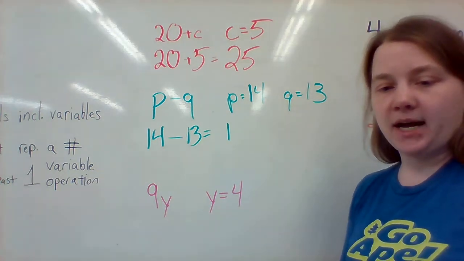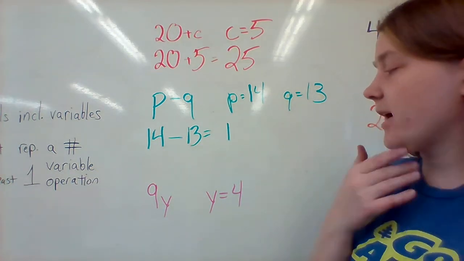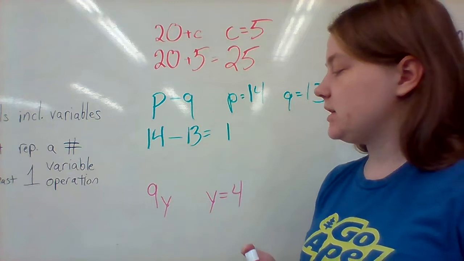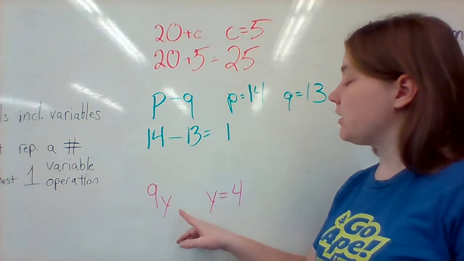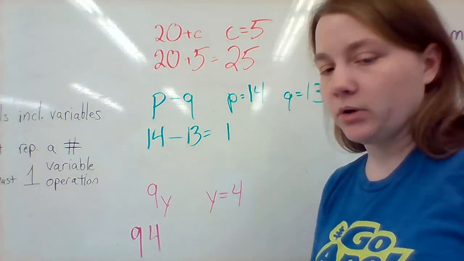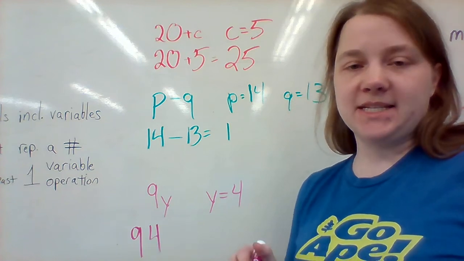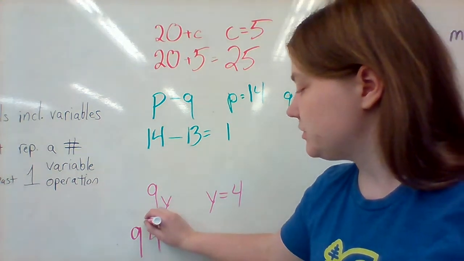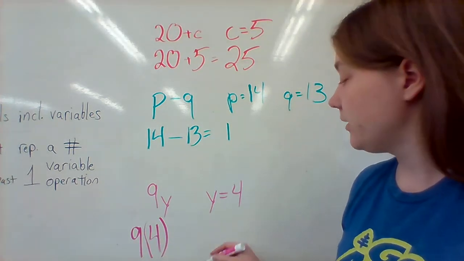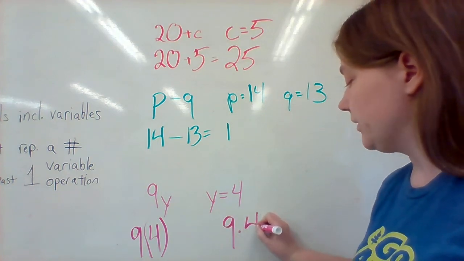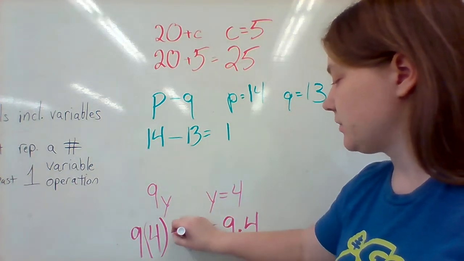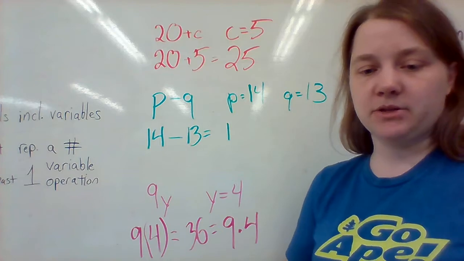Down here, we have 9y. And in math, when you don't see anything between a number and a variable, that means that you need to multiply. So, when I rewrite this, I'm going to write 9 times 4. That does not mean 9 and 4, that is 94. Be very, very careful. You may choose to write it with parentheses around it, so now you have 9 times what's inside the parentheses, which is 4. You may choose to rewrite it with a dot in the middle to show multiplication. Either way, you're still going to get your answer of 36, because 9 times 4 is 36.